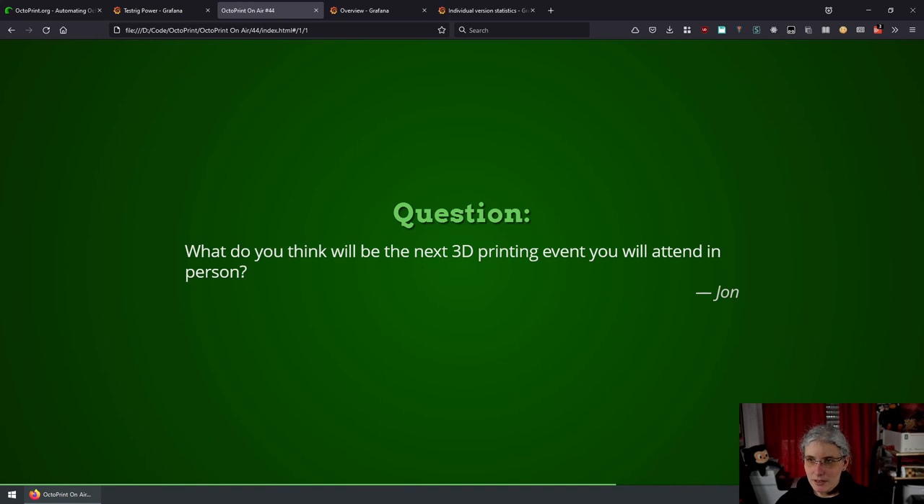So the only option that I currently have in mind for a 3D printing event that I actually might attend this year is in November, Formnext, because that will be in Frankfurt, so pretty much just a 20-minute train ride away from here. So no hotel, no lengthy traveling in public transport and all of that. So that feels a bit safer. Still, I just don't trust the whole pandemic situation yet.